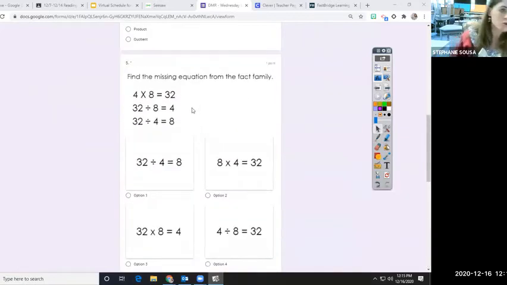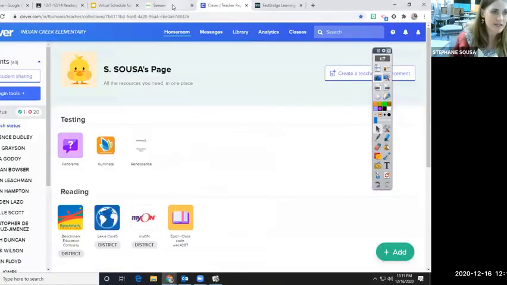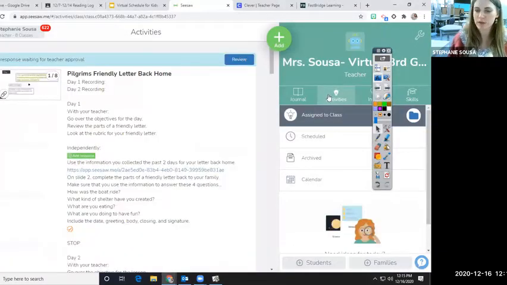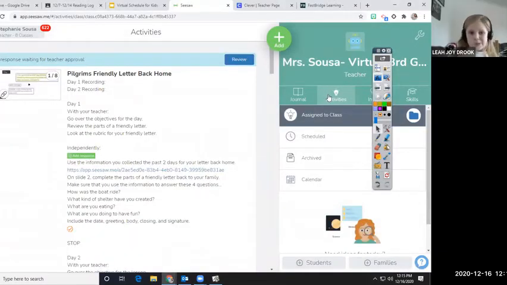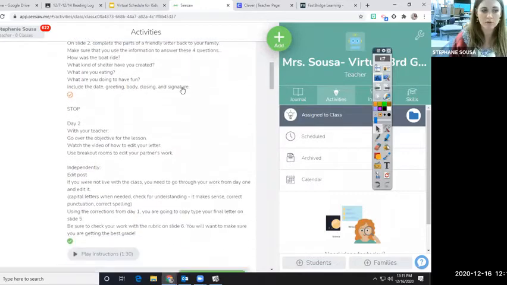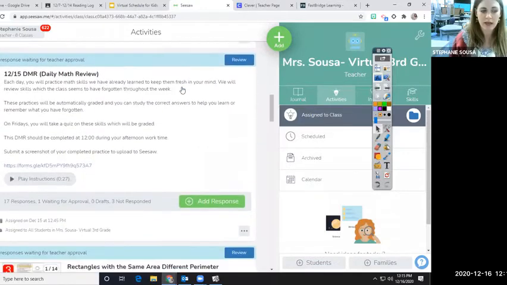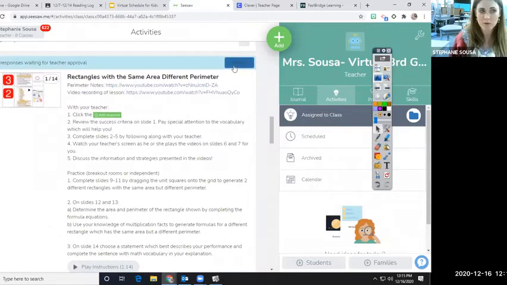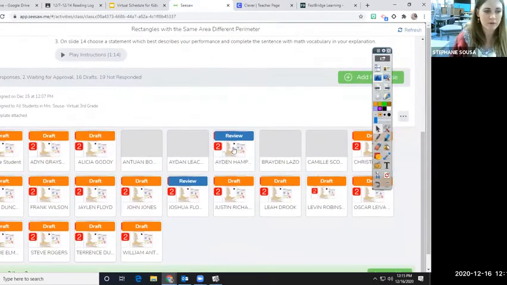Okay, fantastic. That's going to make us switch into our skill from yesterday that we did not finish. So here's what I need from you people. Go to your Seesaw. You're going to scroll down. You're going to scroll down again. And you're going to stop right there at rectangles with same area and different perimeter.